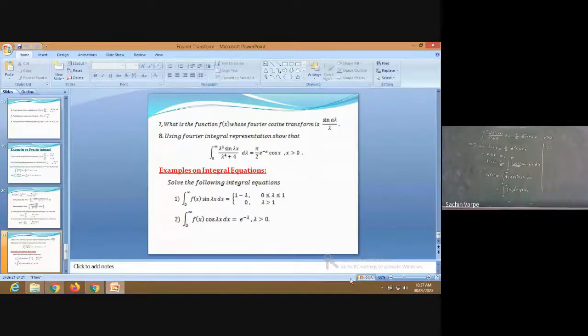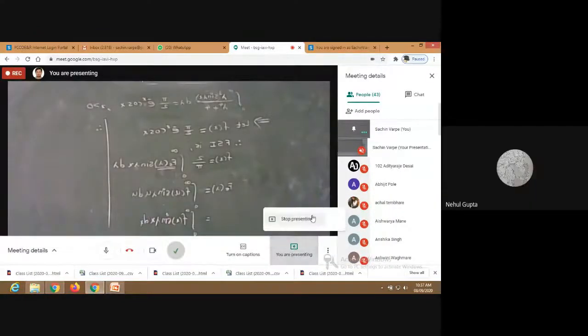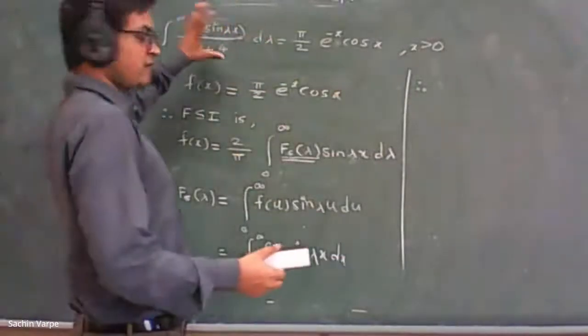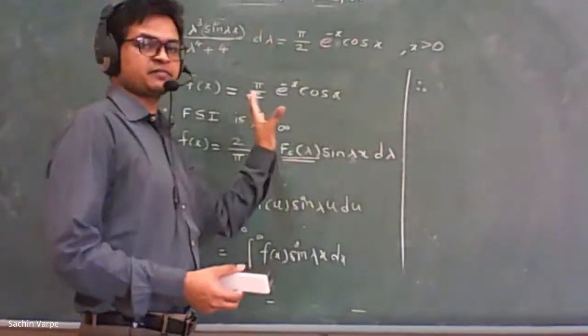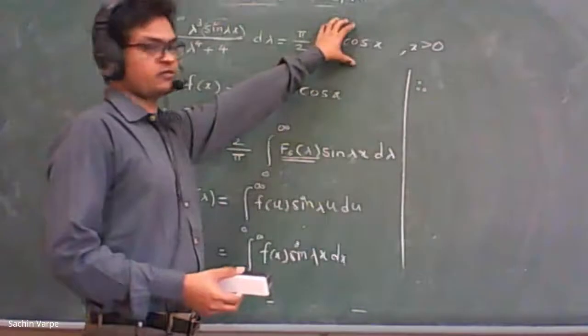Sir, f of x will be e to the power minus x cos x, not pi by 2. Pi by 2 will represent. No, that also we can start. But since we have asked to show that, I'm considering the total right hand side as f of x. You can consider this as f of x.